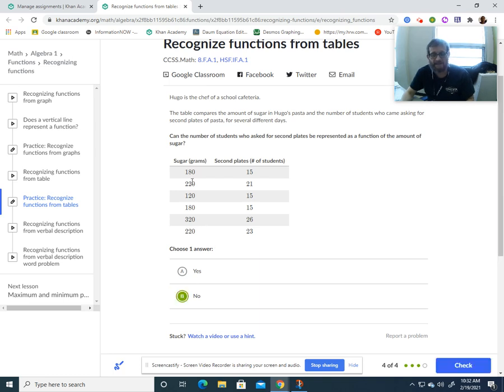Functions require that each input has a unique output. Not the other way around, by the way. If this had also said 15, the fact that 120 put out 15 and it matched the others does not matter. It's each input has a unique output.